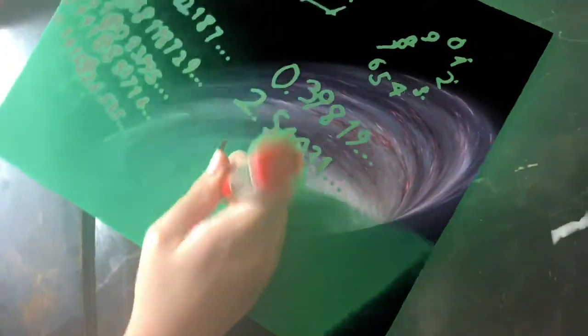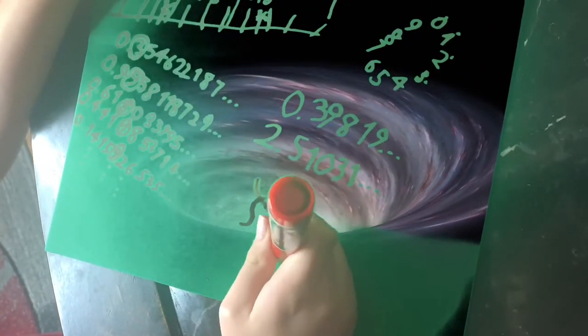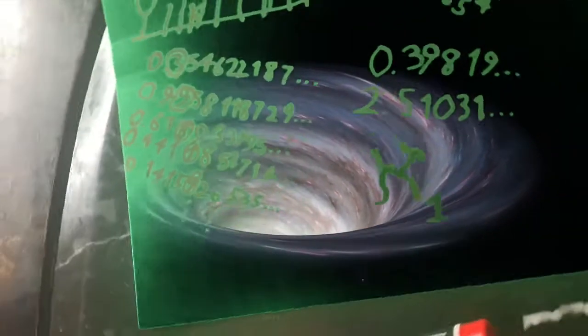So, buddy, the time is almost gone. So we created a number that's not in our list. No way. And this is another level of infinity. It's called the uncountable infinity, Aleph 1. Wow, that was amazing.